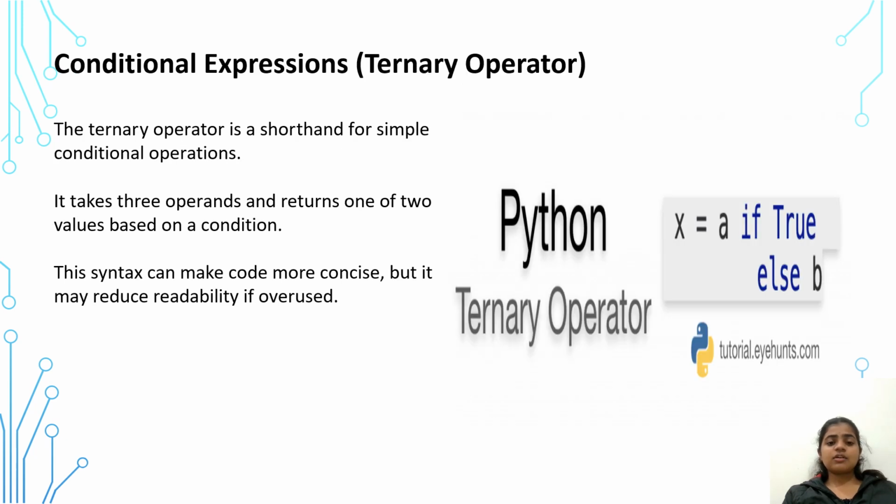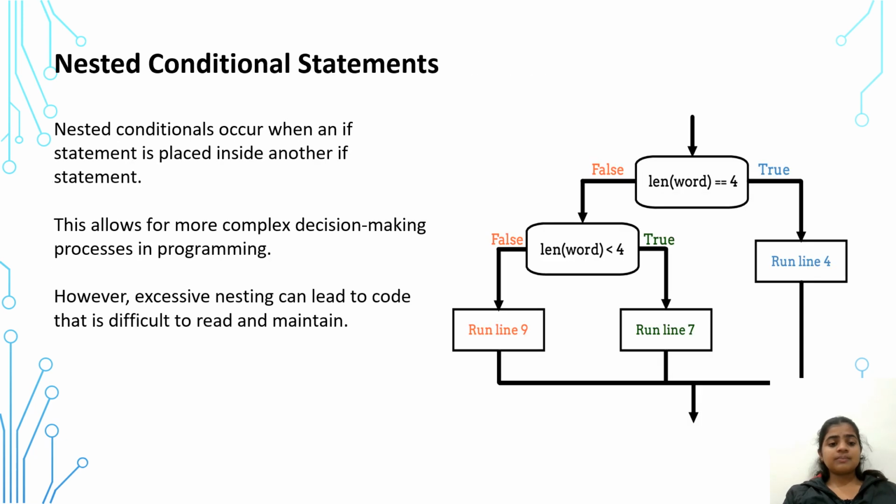Conditional expressions or the ternary operator. The ternary operator is a shorthand for simple conditional operations. It takes three operands and returns one of two values based on a condition. This syntax can make code more concise, but it may reduce readability if overused.